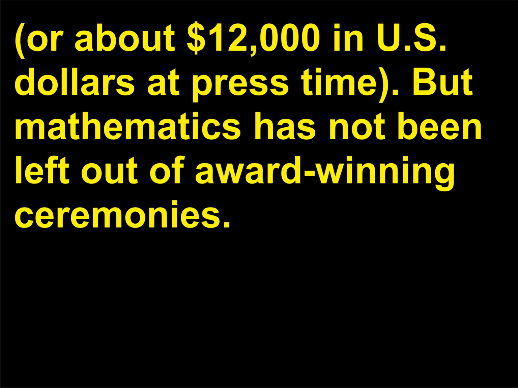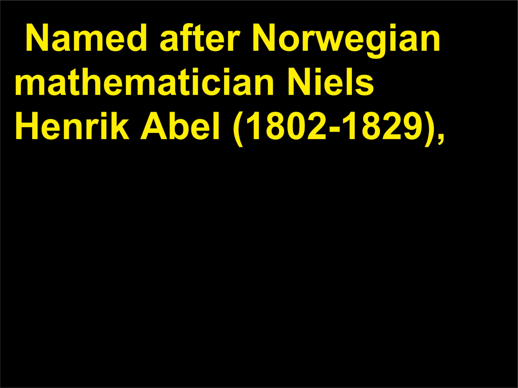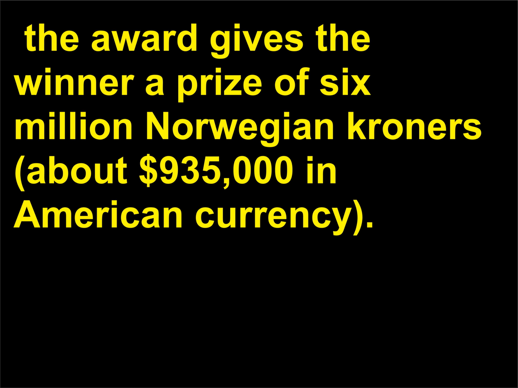But mathematics has not been left out of award-winning ceremonies. In 2003, Norway created the Abel Prize for Mathematic Achievement, named after Norwegian mathematician Niels Henrik Abel, 1802–1829, who proved that solving fifth-degree algebraic equations, quintics, is impossible. The award gives the winner a prize of 6 million Norwegian kroner, about $935,000 in American currency.